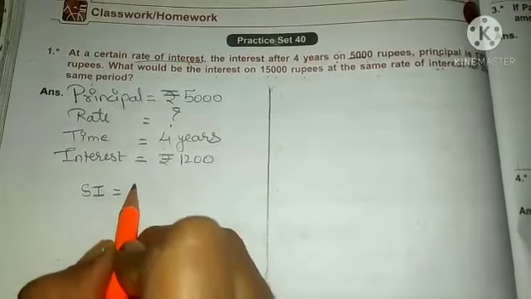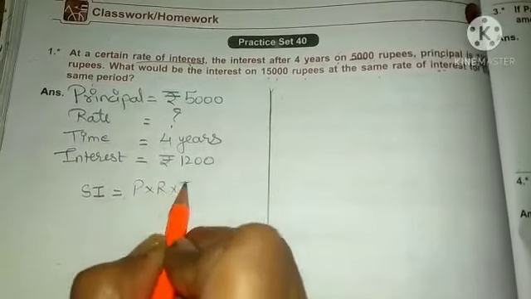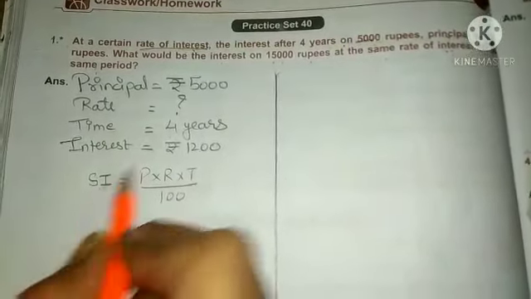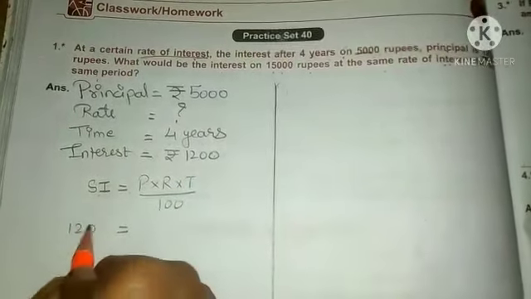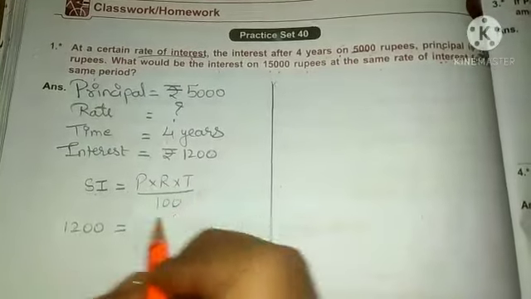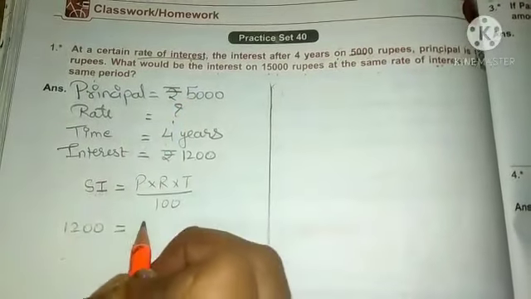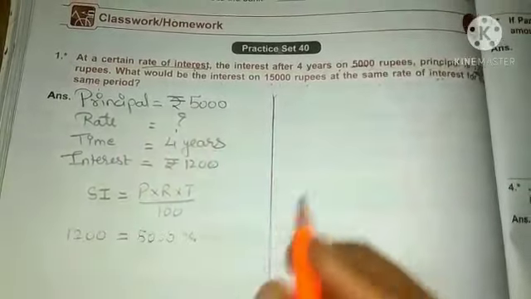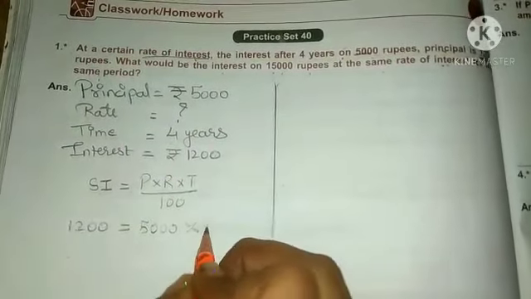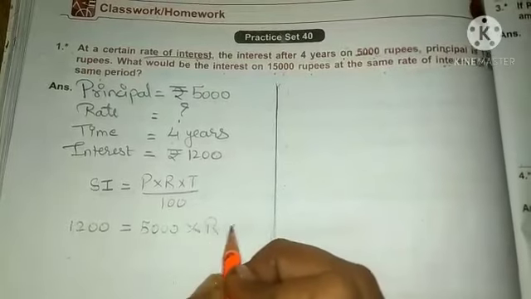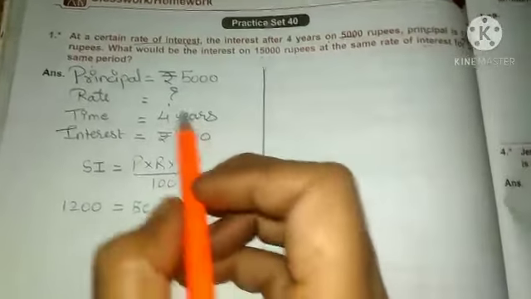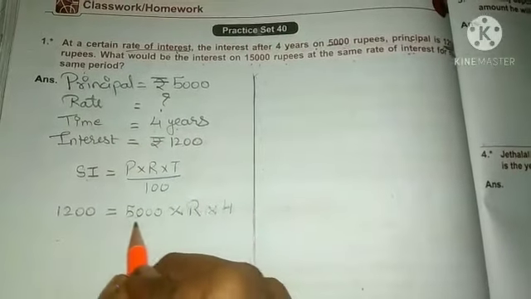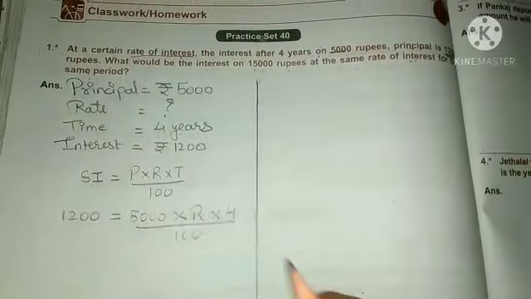Now we will use the formula of the simple interest and find out the rate of interest. That is, simple interest is equal to P into R into T upon 100. Now our simple interest is given, that is 1,200. So write down 1,200. The principal is given, that is 5,000, so write down 5,000. Multiplied by the rate. The rate is not given, so we will write down R as it is. And then T stands for time. Time is given, that is 4. So divided by 100. Clear?